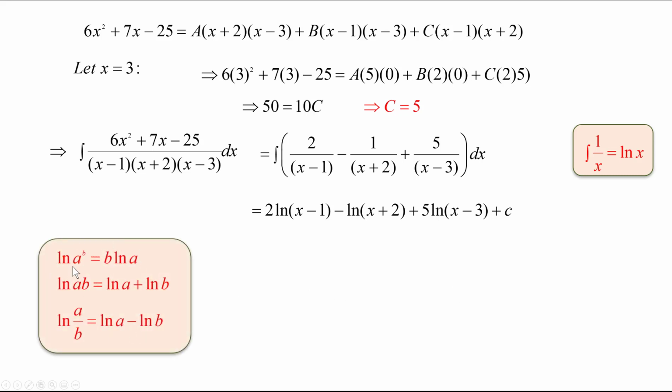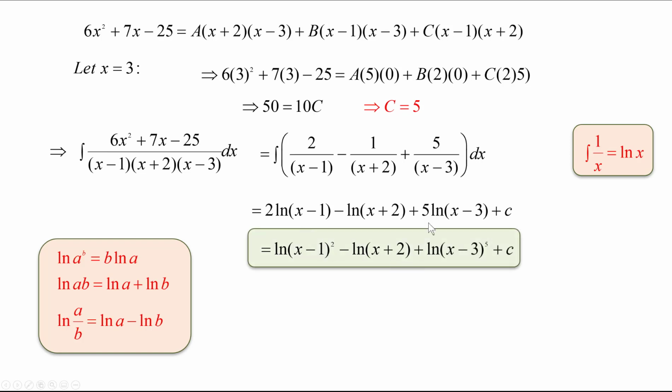Now we can use the rules of logarithms to write the log of a to the power of b as b times the log of a. So we have 2 times the log of x minus 1, which becomes log of x minus 1 squared. And similarly, 5 times the log of x minus 3 becomes log of x minus 3 to the power of 5. And the log of a times b is the log of a plus the log of b, and the log of a minus the log of b is the log of a over b.